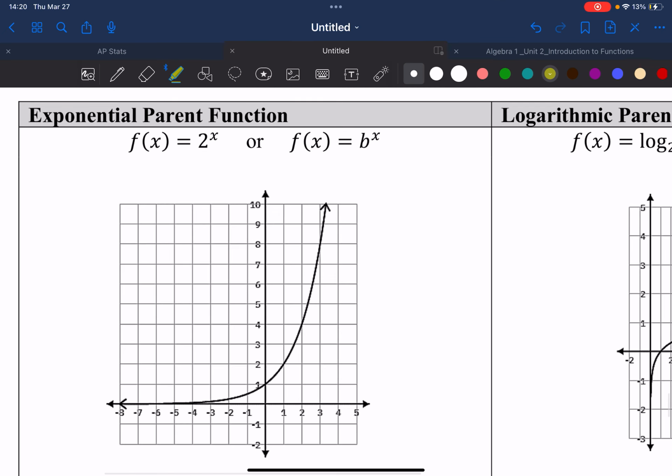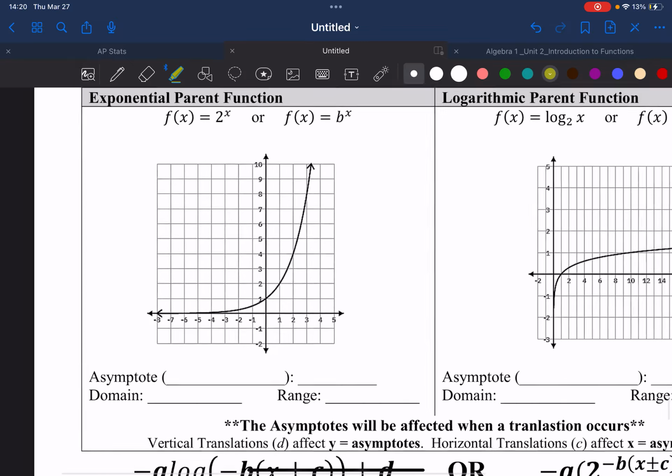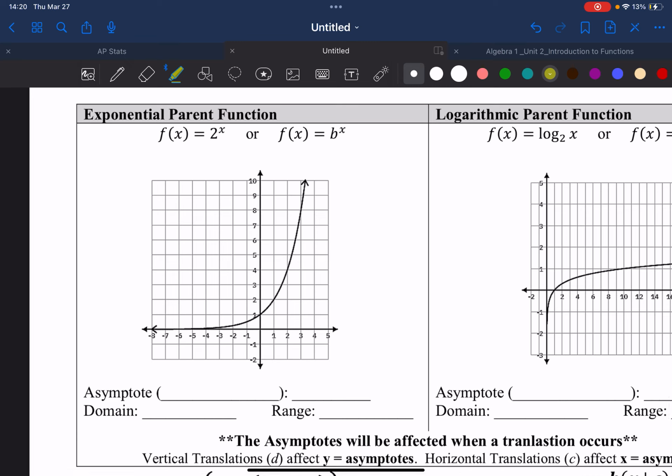So starting with the exponential parent function, we have f of x is equal to 2 to the power of x, or f of x is equal to b to the power of x, where b can be any number. For exponential functions, the asymptote is always going to be a horizontal line. And for the parent function, that line is y equals 0.